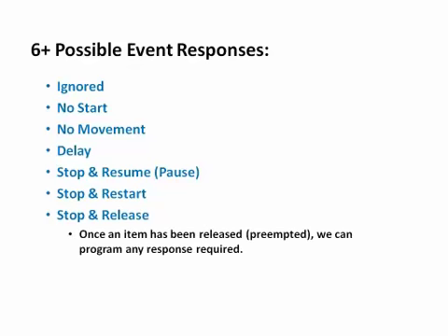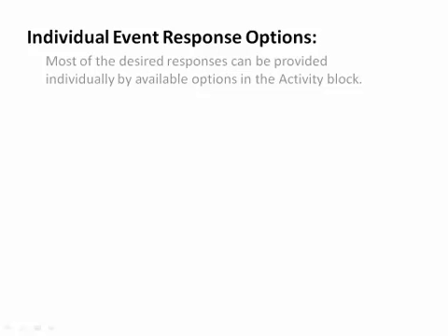Once an item has been released or preempted, we can program any response we want, because we will now have that item. So this is where the plus in 6 plus comes in, because if your behavior doesn't fit the 6 that are working there, then you model something special by releasing it and putting it into your own custom code.